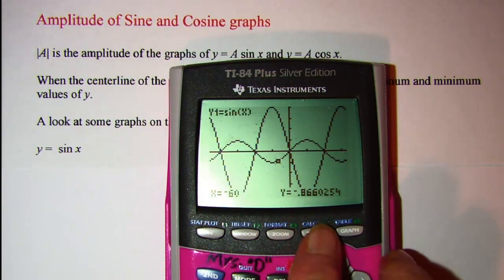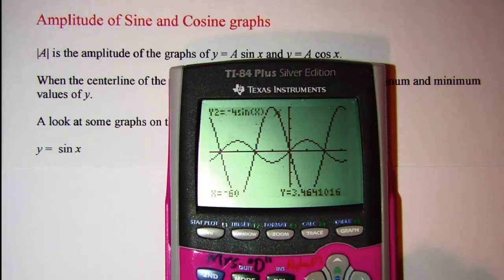Let's look at a trace on this one. We're tracing the -4 sine x. And so starting at the origin, 0, 0, when x is 90, my y value is -4. But it still has that same sine curve. So where the usual y equals sine x was usually at 1, this one is at -4.